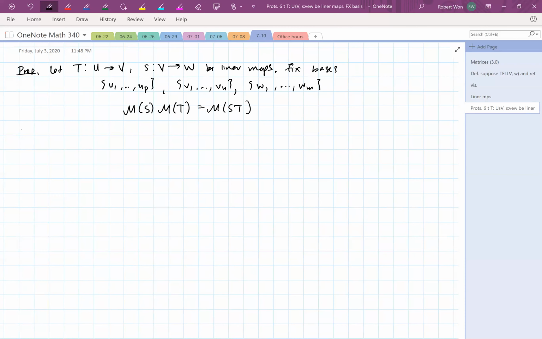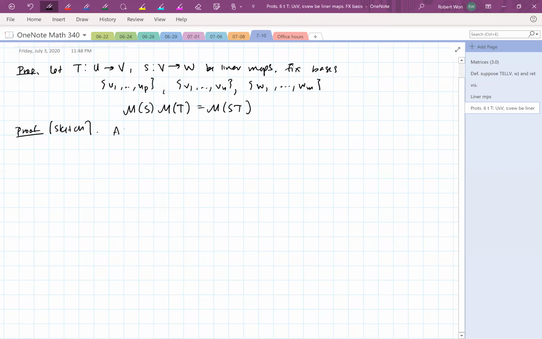Okay, so let me just sketch the proof. The proof is really just a computation where you have to be really careful with the indices and knowing what you're doing. The definition of matrix multiplication is kind of weird. It's sort of hard to remember what the formula is for it. But of course, the proof has to use it, right? Because the proof is about matrix multiplication.